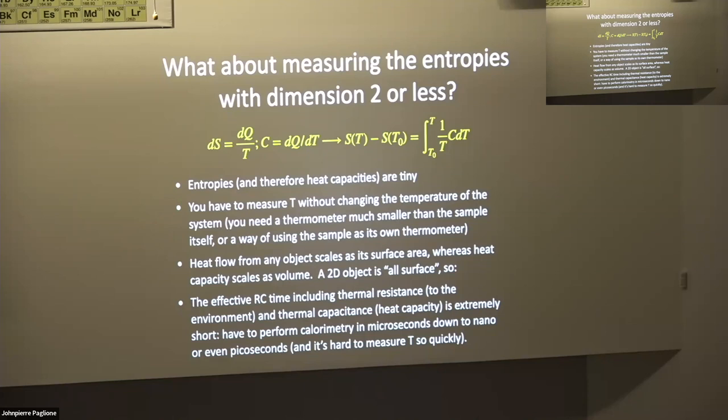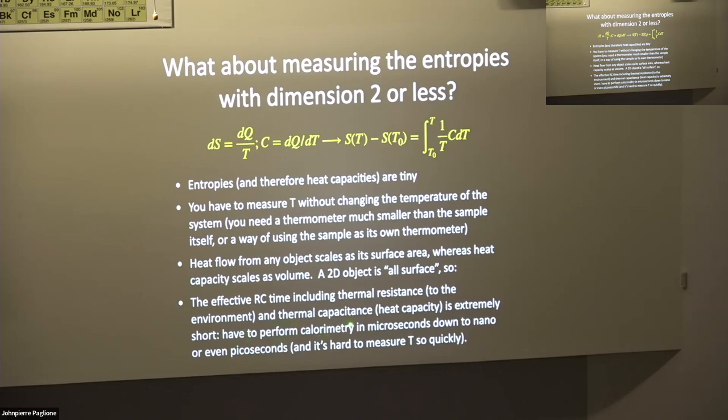A bigger challenge is that if you have any object in our real 3D space, heat flows in all three dimensions, and as a result, heat flow from any object scales with its surface area, but the capacity scales with volume. A 2D object is all surface. So basically, the ratio of heat flow out to heat capacity becomes extremely large. If you think about the electric circuit version of a heat capacity measurement, where heat capacity is like a capacitance to add heat, and the heat flow out is like a resistance, the RC time becomes extremely short in any 2D material.